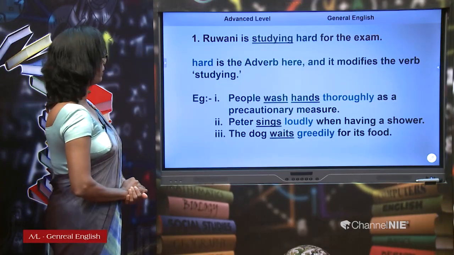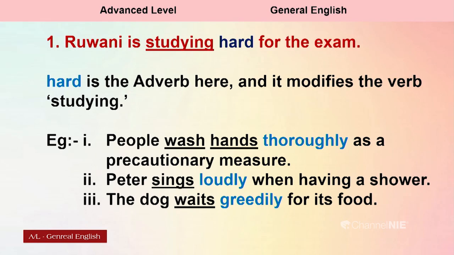Right. Ruvani is studying hard for the exam. Hard is the adverb here. That's what I told you right at the beginning when I was explaining the previous slide, and it modifies the verb studying. In that example, the verb was study. Here it is studying, right. So, the continuous form is studying and the verb studying is modified by the adverb hard, right. People wash hands thoroughly as a precautionary measure. Now, these days we are doing it because of COVID, right. So, it is a must. Then people wash hands, the verb is wash.